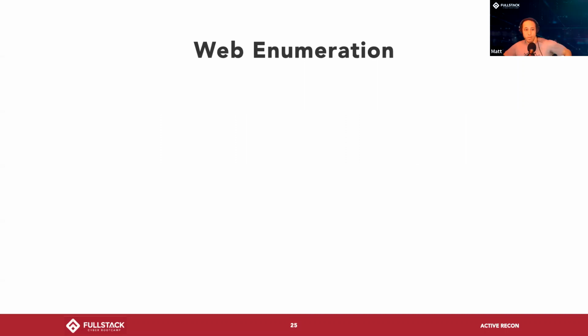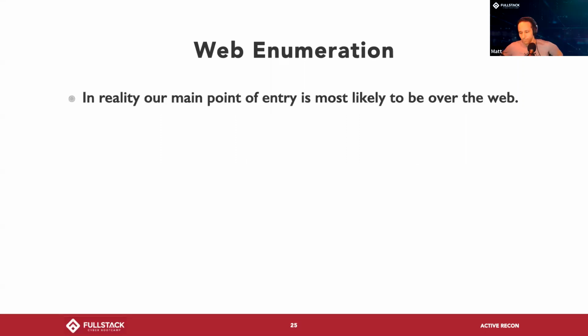So let's talk about web enumeration, because web enumeration is huge. And it's the main point of entry. It's very likely to be the main point of entry. If you see a web server, this is where you should look first. And that would be a reasonable thing to do. Okay.